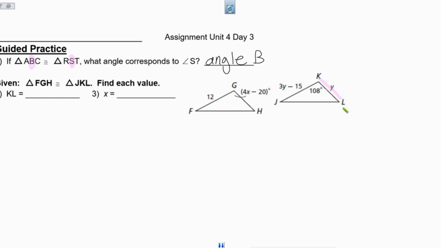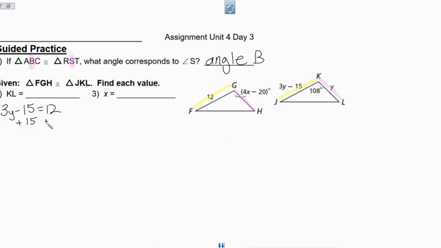Now, what side matches up with KL? GH. Now, do not tell me that GH equals 4x minus 20 degrees. It has a degree sign by it. That means it goes with the angle. So we need to find somewhere else that has Y. JK has Y. What matches up with JK? FG. So that means we can set up 3Y minus 15 equal to 12.